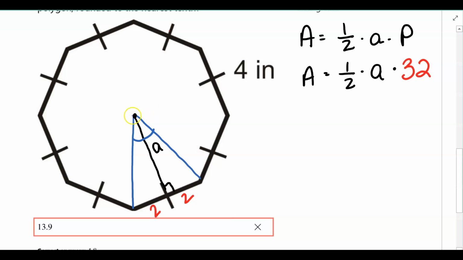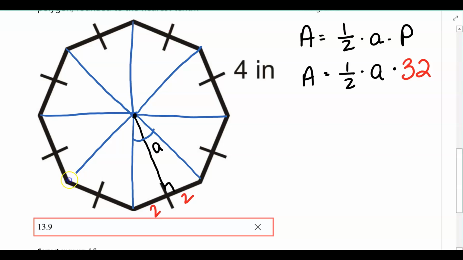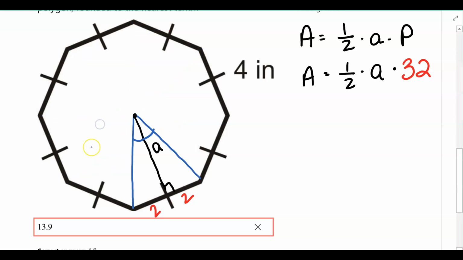Now, if I consider the fact that I could create 8 central angles here, by drawing in all the radii, if I were to consider all of the angles all together, they would make 360 degrees, right? But I don't want 360 degrees. I want to know only what this one angle is worth. So if there were 8 of them, 360 divided by 8 tells me that this is a 45-degree angle.